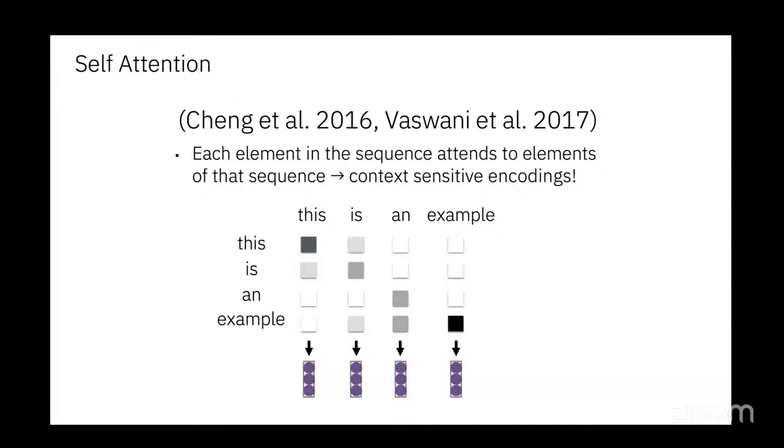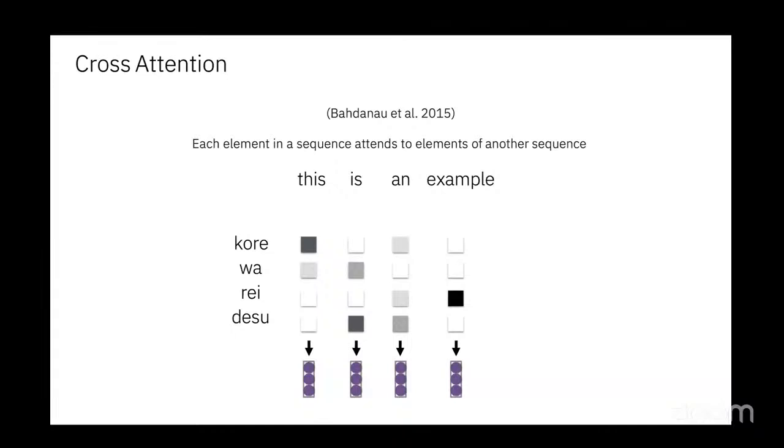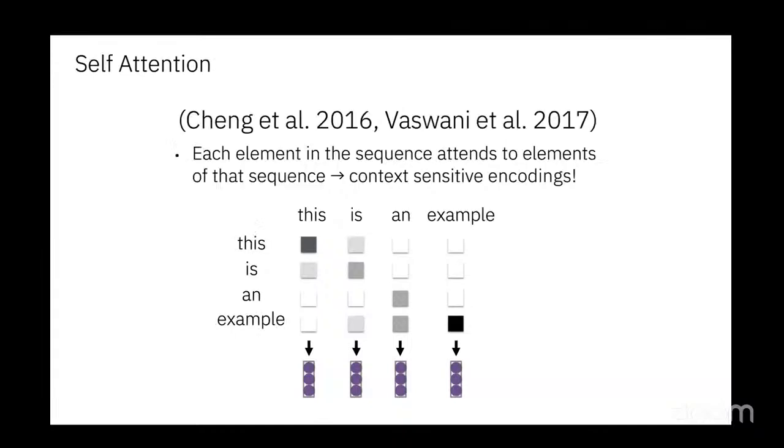So there are two kinds of attention. One is called cross attention, where the input sequence and output sequence are different, so you are basically having two different sequences. And there is something called self attention, where I am computing the attention with the sequence itself.